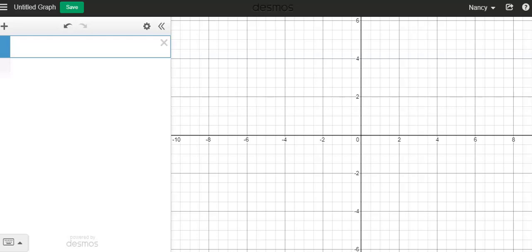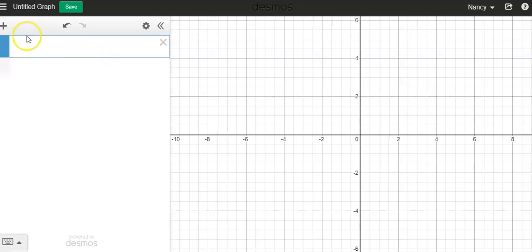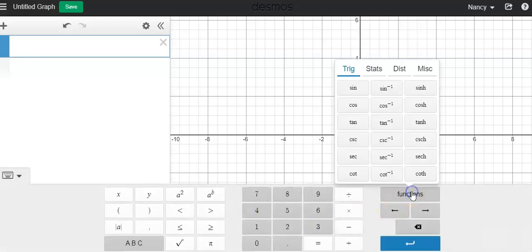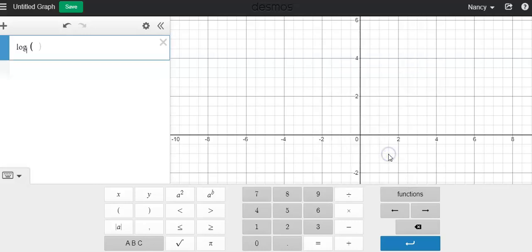Wanted to bring you back over to Desmos and show you how to enter log functions. I haven't done that yet. So let's look at number 2 on this section. If you need to enter a log function, you click on your keyboard, you click on functions and go to the miscellaneous tab. You have log here, you have log base something else. If you're doing a log base 10, then you can just hit the log button. If you're doing a log base something else, which number 2 is log base 6, so I'll hit that.